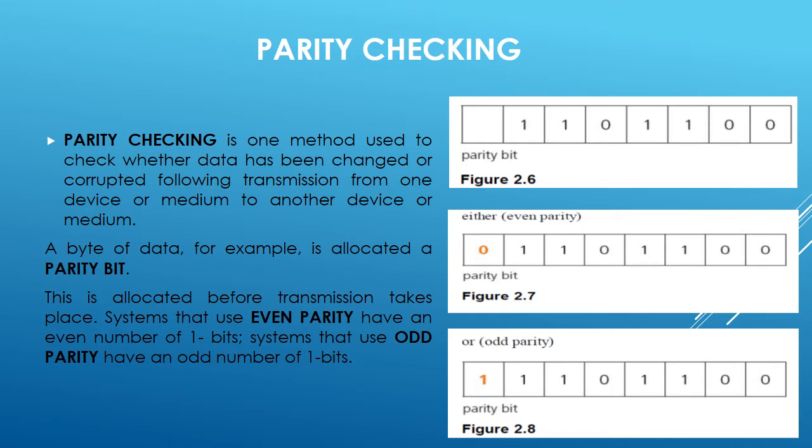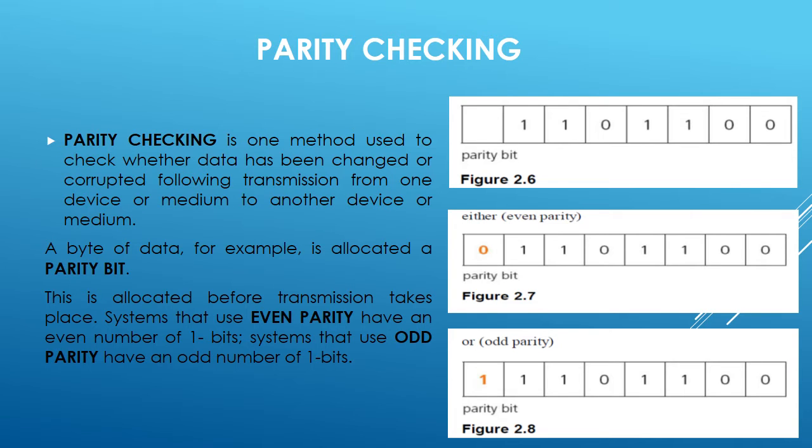Parity checking. Parity checking is one method used to check whether data has been changed or corrupted following transmission from one device or medium to another device or medium. A byte of data, for example, is allocated a parity bit. This is allocated before transmission takes place. Systems that use even parity have an even number of 1 bits. Systems that use odd parity have an odd number of 1 bits.